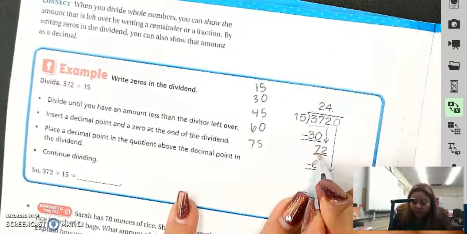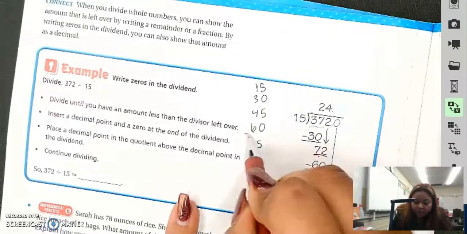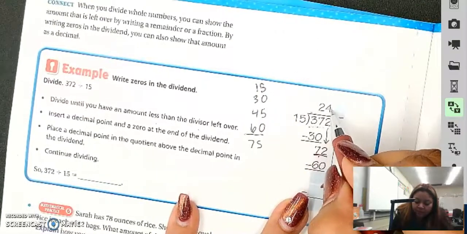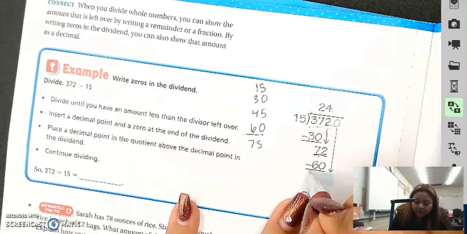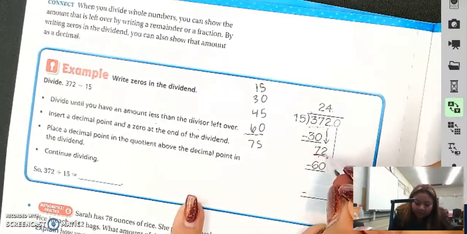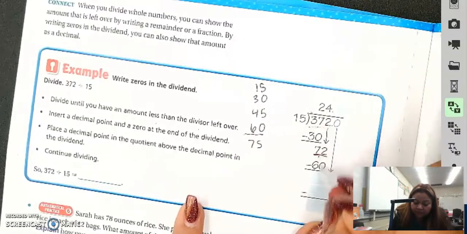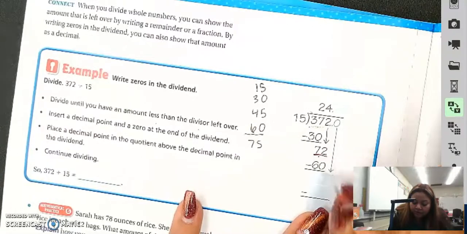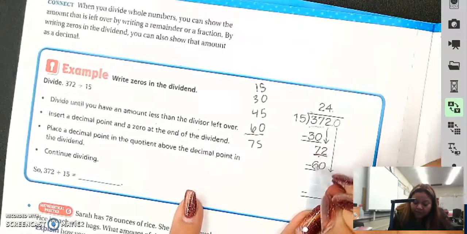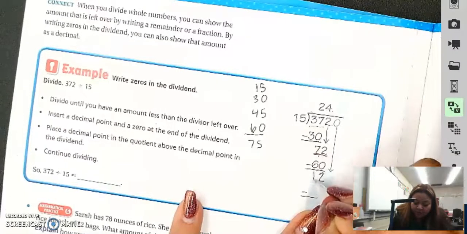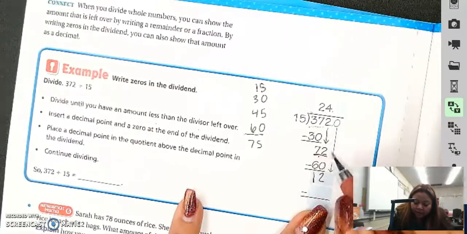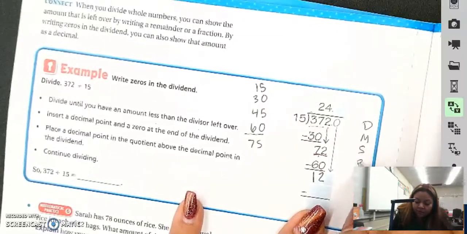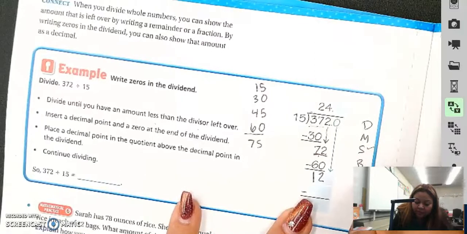So here we have 72. 75 goes over, so we're going to do 60. And that's 1, 2, 3, 4. So that means that it fit 4 times. 4 times 15 equals 60. Now we subtract. And 72 minus 60, well, let's do it slowly. Can I subtract 0 from 2? Yes, I can. That's 2. Can I subtract 6 from 7? Yes, that's 1. And now my next step, after subtracting, I need to bring down.